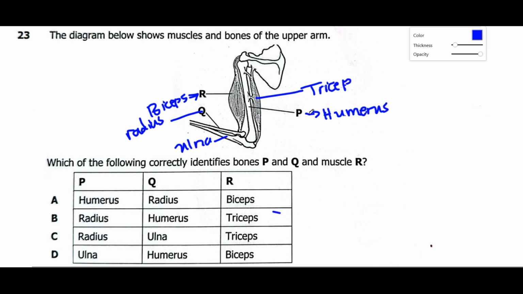So let's look at the question. Which of the following correctly identifies bones P and Q and muscle R? P is humerus, Q radius, R biceps. So the answer is A.